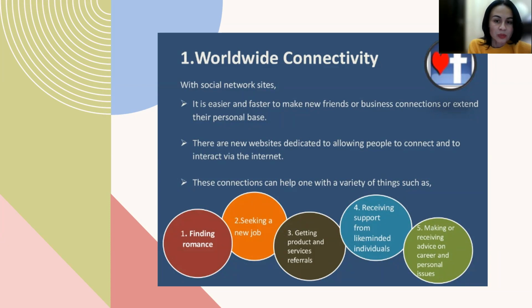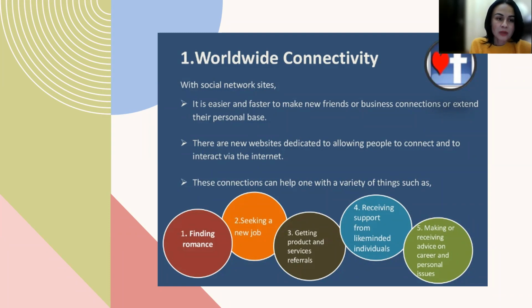There are some social networking websites dedicated to allowing people to connect and interact on a variety of platforms. This connection can help carry out many functions. Most people tend to find their romance, their love, or their partners on social networks presently. If you're seeking a job, you can find one through social networking. You can directly find a person who is in the position of giving you employment, or you can come across advertisements, or you can follow the groups of companies and find out if they have vacancies. And if you have products to offer, social networking is a good place to do your marketing.